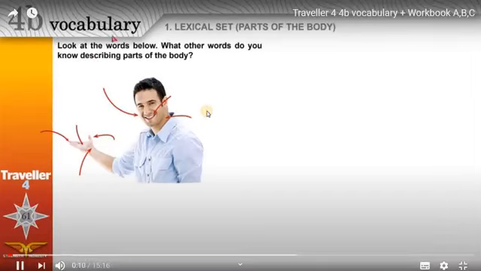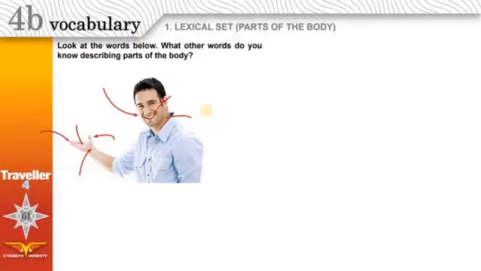4B Vocabulary. In today's vocabulary video, we have 3 lessons in one, so please continue watching till the end. And we start with a lexical set. Lexical set means a group of words with the same topic, and the topic is parts of the body. Now look at the words below. What other words do you know describing parts of the body?